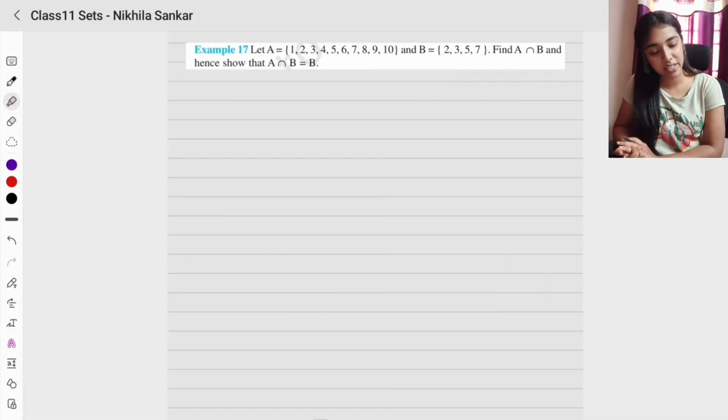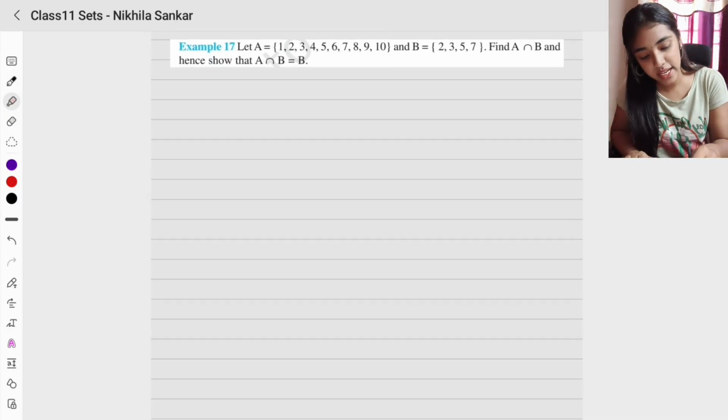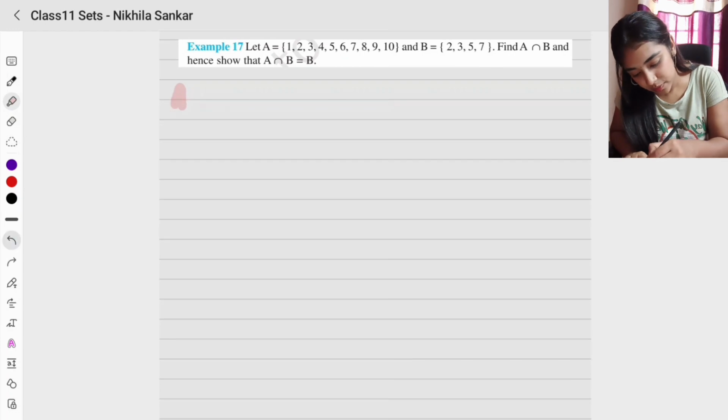Next, example 17. A வந்து 1, 2, 3, 4, 5, 6, 7, 8, 9, 10. B equals 2, 3, 5, 7. Find A intersection B and hence show that A intersection B equals B. So இப்போ first what is A intersection B? A intersection B is going to be, I am going to write the common elements.